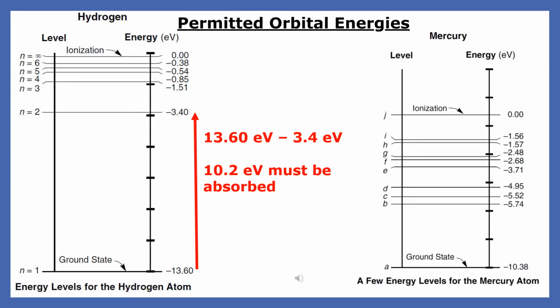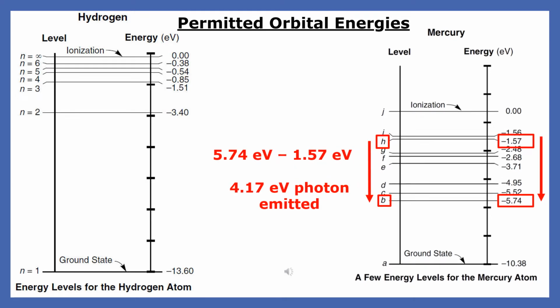These two charts found on your reference table show the energies that are possible for an electron in a hydrogen and mercury atom. You can see that exactly 10.2 electron volts must be absorbed for an electron in hydrogen to go from the first to the second energy level. This number represents the difference between the absolute value of these two energy levels.